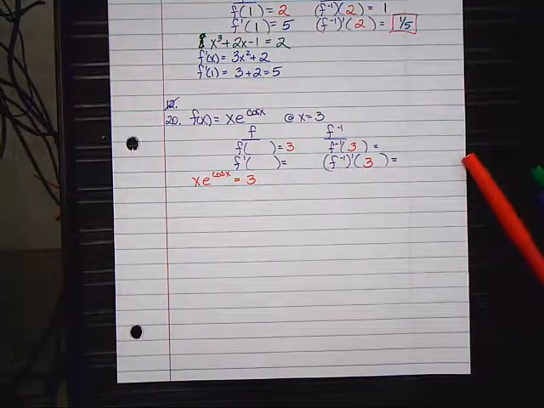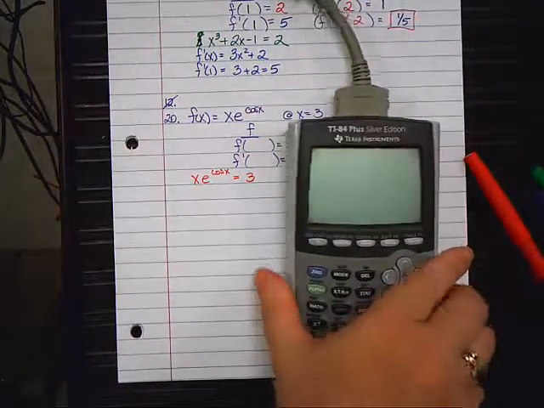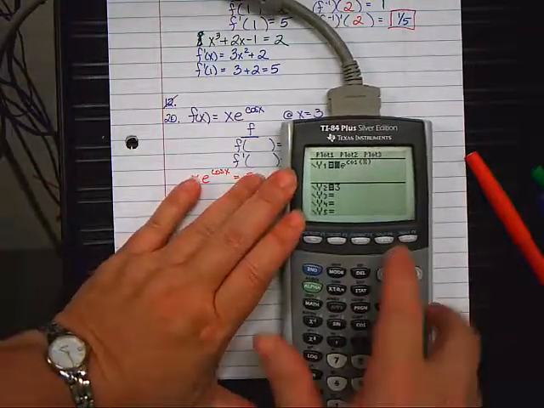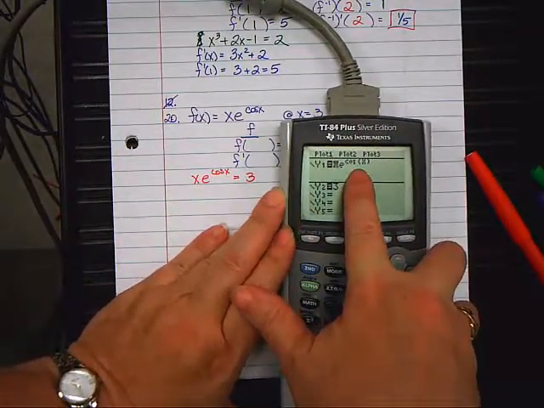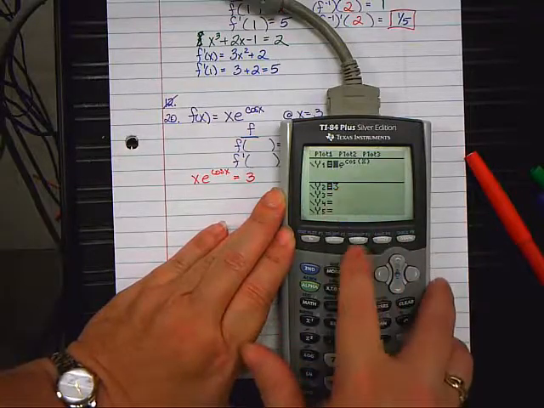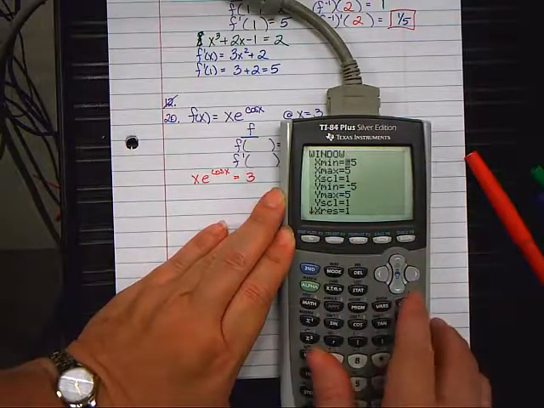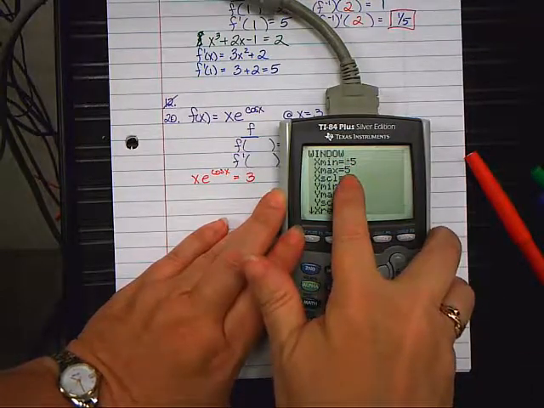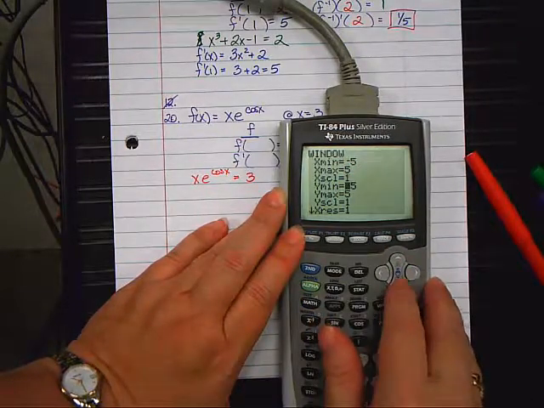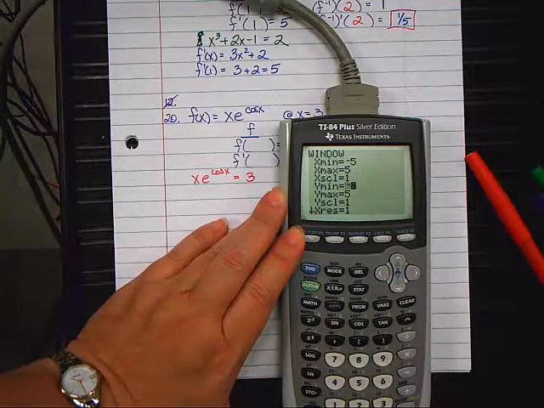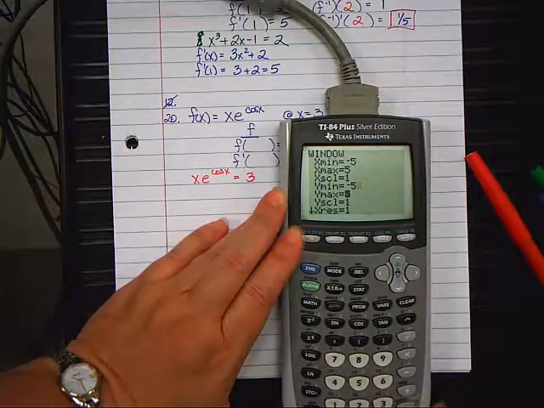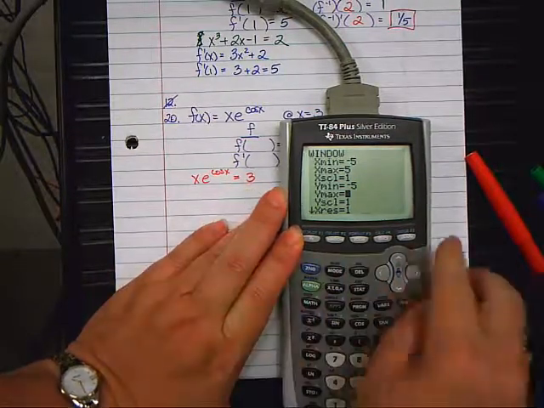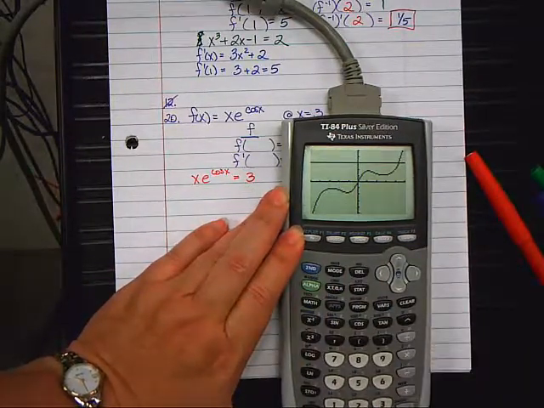Now, my calculator already has it in there. You go to y equals, and you type in x e to the cosine x in y1, type 3 into y2, and set your window. Now, it's probably going to be a small number, so I set my x's from -5 to 5, and the y's, I'm going to do -5 to 5 also. It has to at least include the 3, agreed? Okay, so if you graph that, that's what you see.